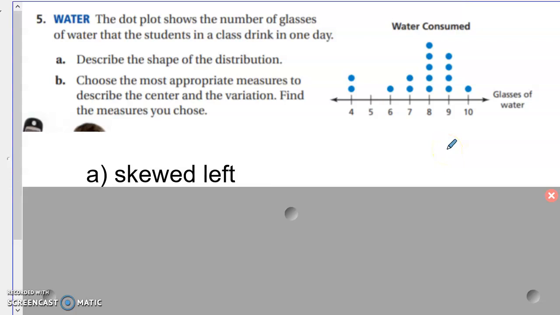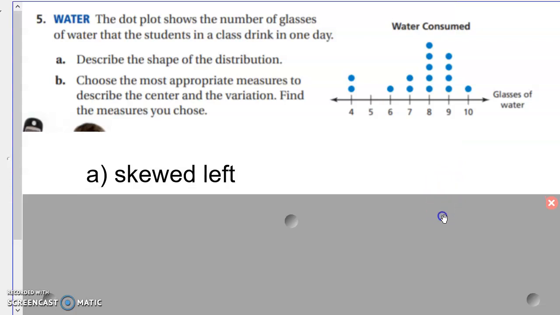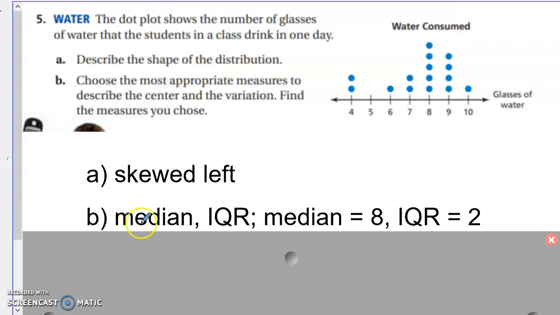Part B says choose the most appropriate measures to describe the center and the variation. Well, center is typically mean, median, and mode, and variation is typically MAD or IQR. We didn't actually do MAD this year, so we're just focusing on the IQR. And the measure of center, mean, median, or mode. Well, what I decided was to focus on the median and the IQR.